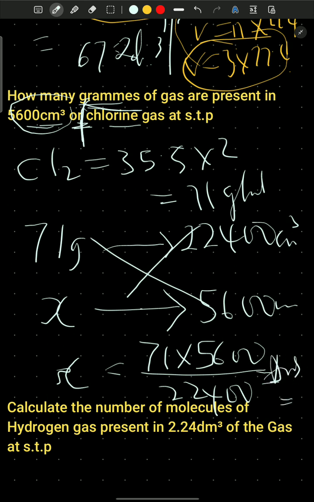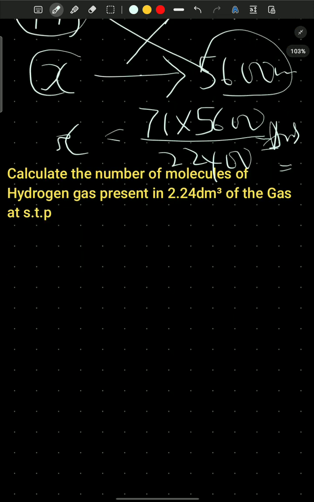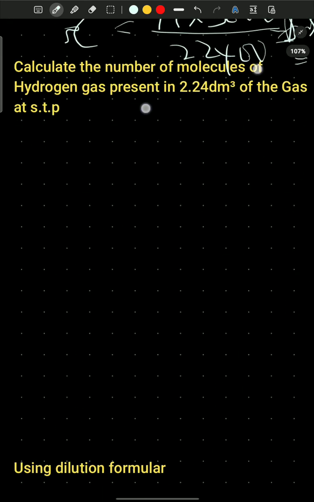I hope it's clear to you. So instead of writing 1 mole contains 22,400, 1 mole is already the molar mass. So the molar mass of this one, we don't know what the 500 will produce. Now let's move on to the next one. If you want to copy this, feel free to pause the video and copy it.